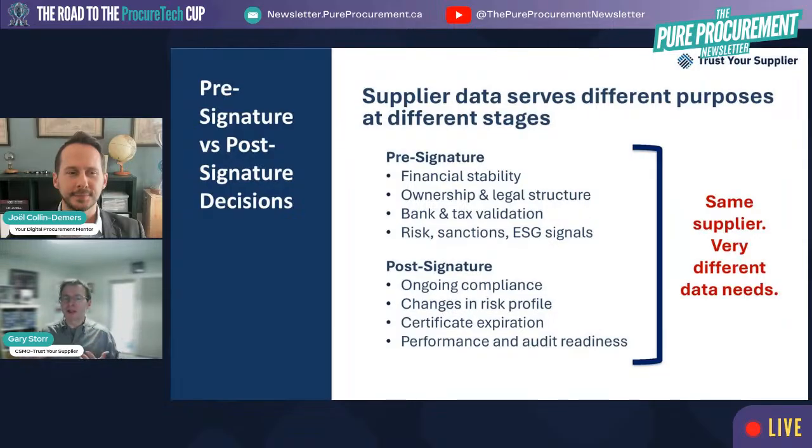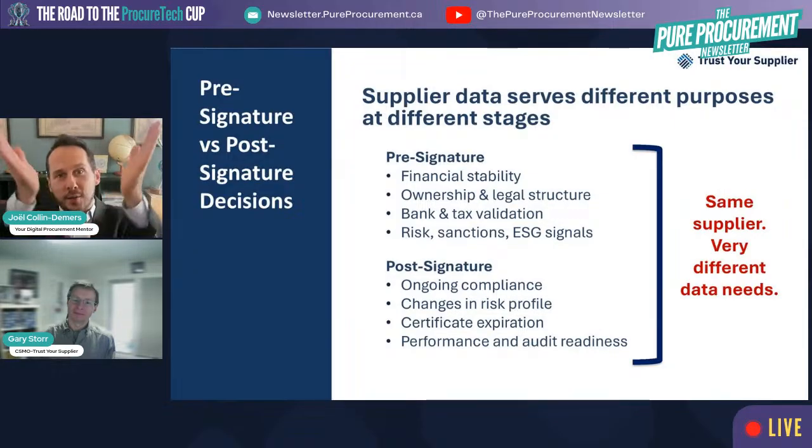So that's really important to understand as it relates to data. You have to make sure that you're using the data adaptively. Easy for me to say, as you change the relationship with the supplier and as the supplier migrates through that life cycle.